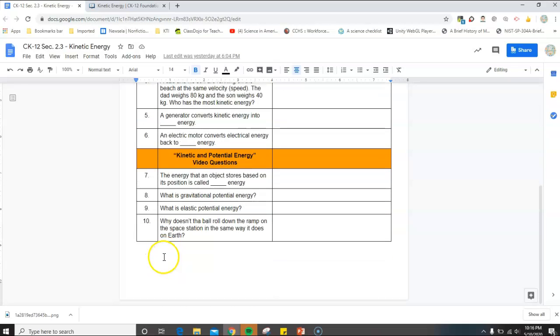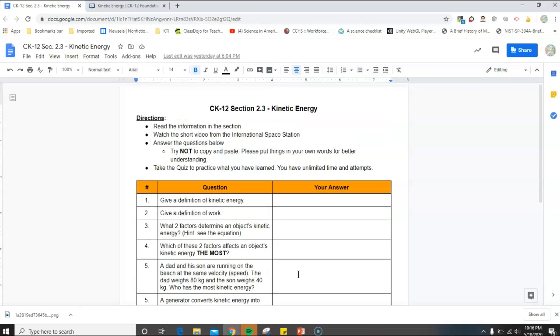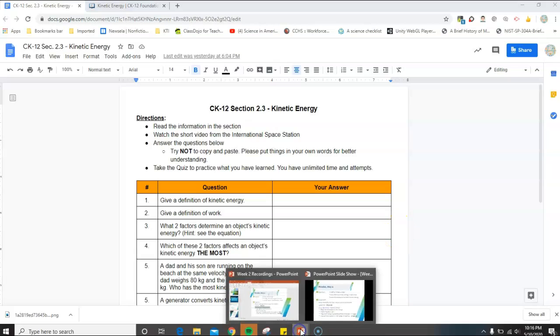Now, these last 4 questions come from watching the video that came from the International Space Station. So we're introducing the idea of potential energy, and 2 different kinds of potential energy are gravitational potential energy and elastic potential energy. So please make sure that you're catching those things from the video and answering those 4 questions. Very, very important. When you are done with these 10 questions, you need to click the Turn It In button. Some of you are turning things in, but you're not clicking that button, so I don't know when or if you turn them in, and I don't know when to grade them. So please make sure that when you finish your work, you are clicking the Turn It In button.